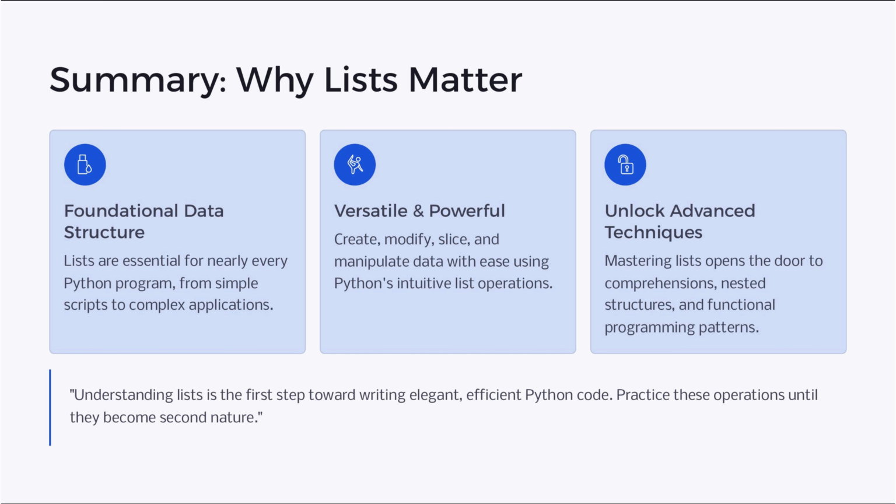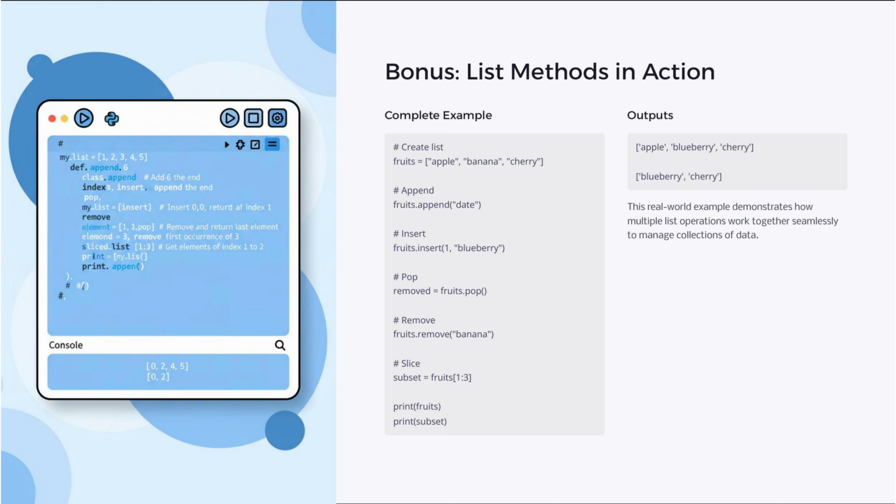Creating a list with fruits like apple, banana, and cherry allows us to explore list methods. Append date, insert blueberry at index 1, and use pop to remove the last item. Remove banana and slice to get a subset. The final list is apple, blueberry, cherry, showcasing effective data management.